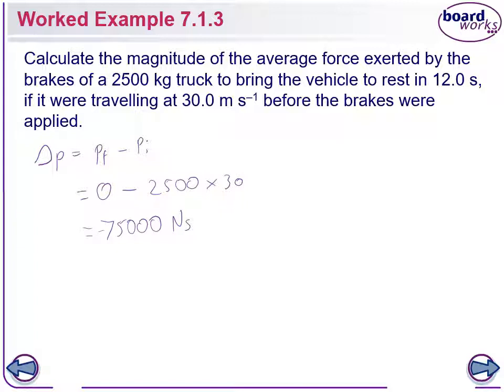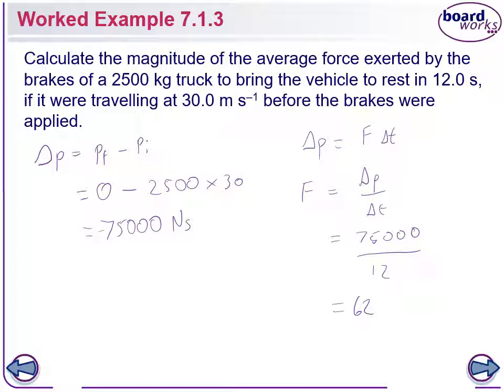So we have our momentum, and then to work out our average force, we remember that force times time is equal to change in momentum. So again, our force is equal to change in momentum over change in time. So we have 75,000 over, how long? 12 seconds. 6,250. Negative 75,000.